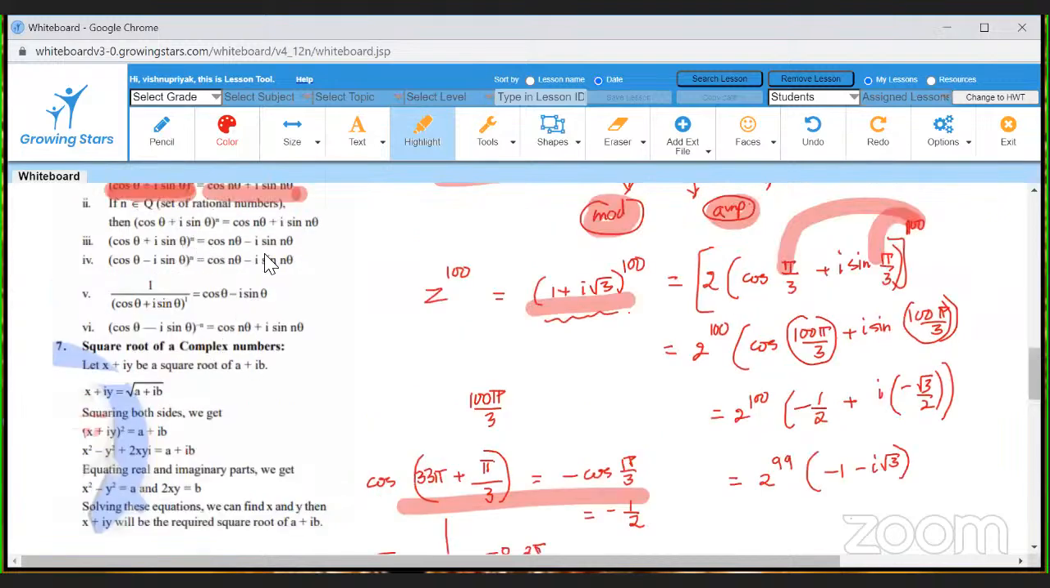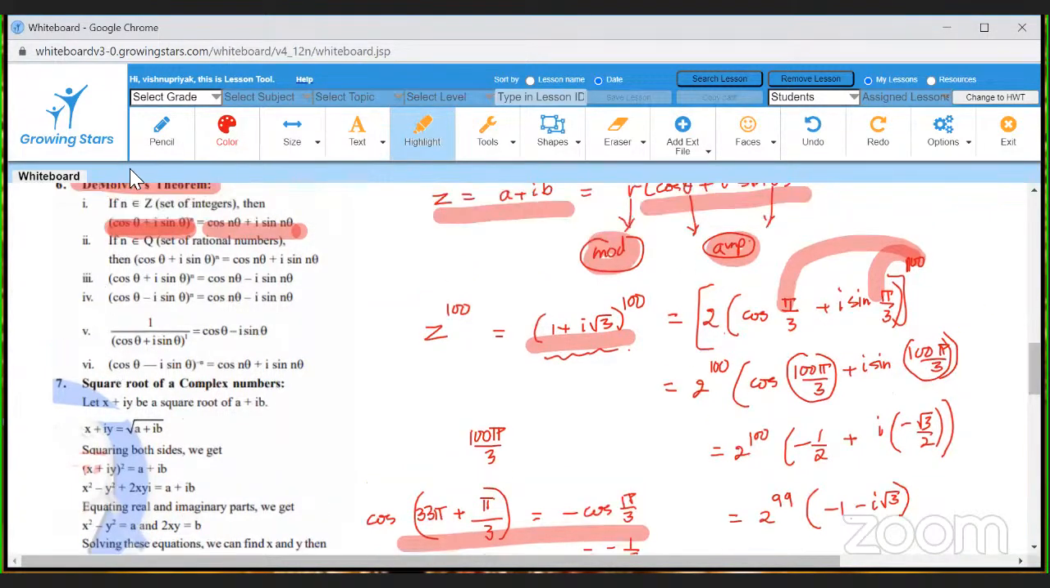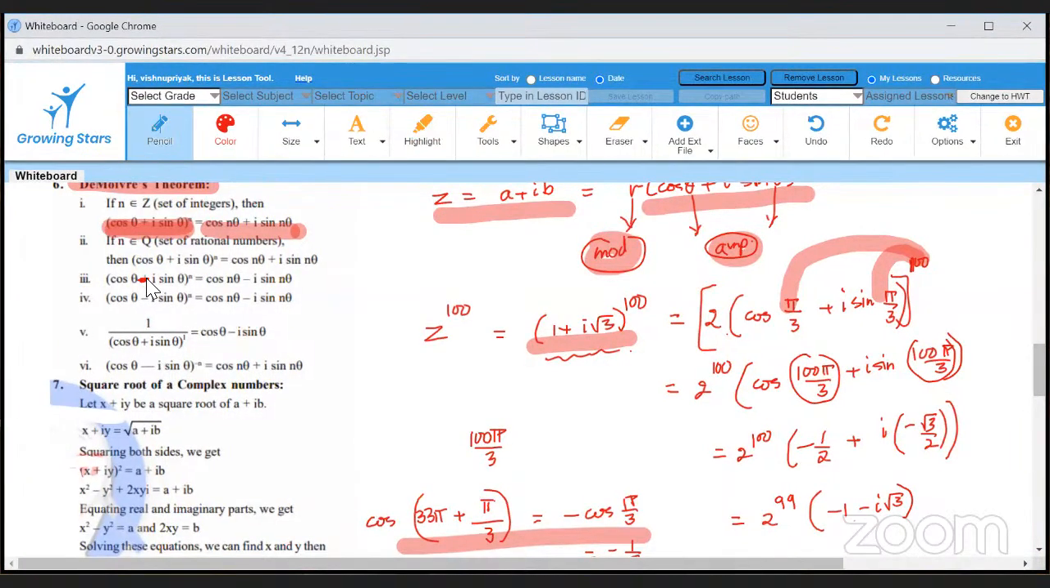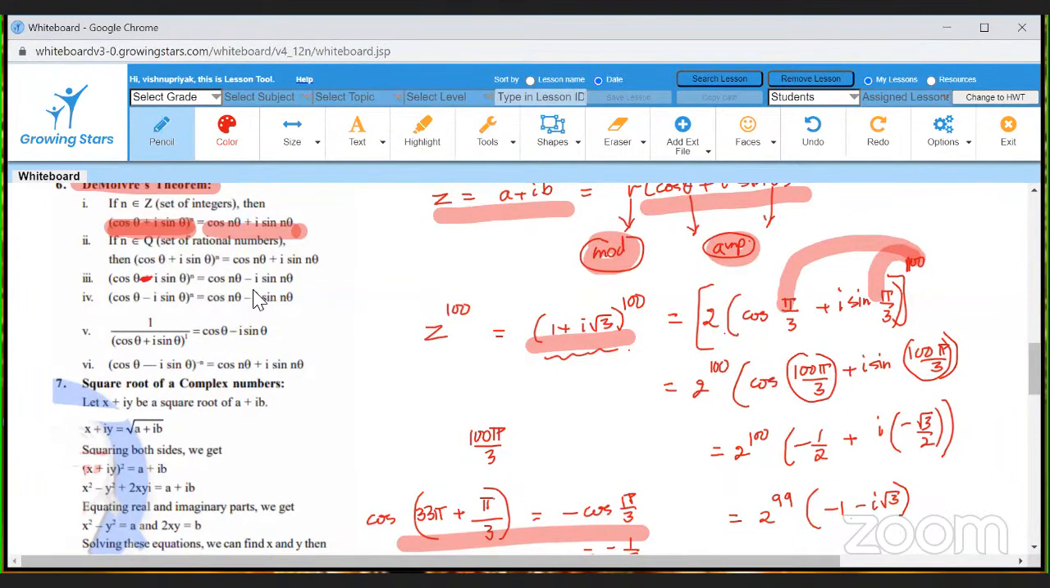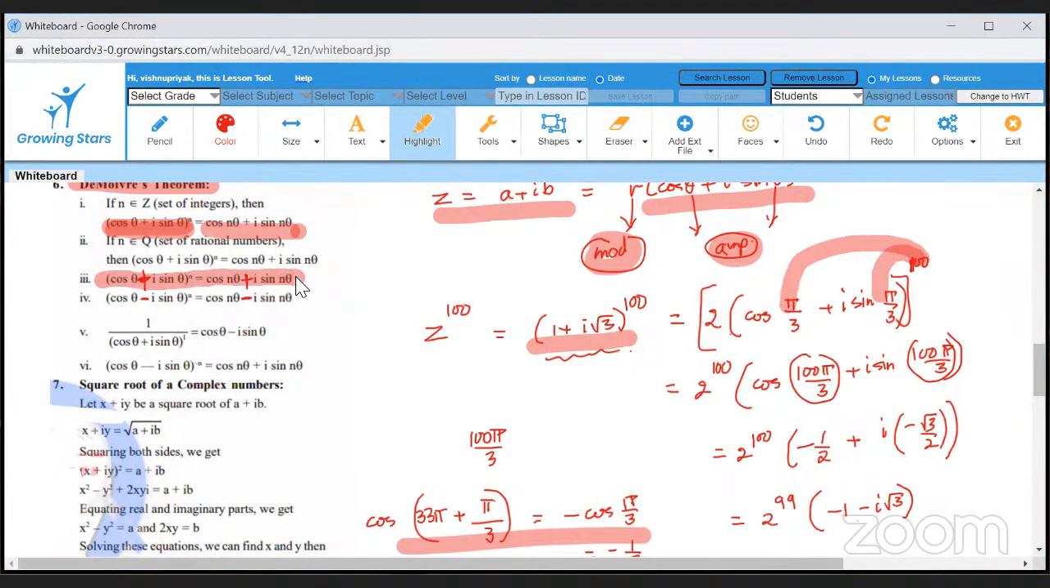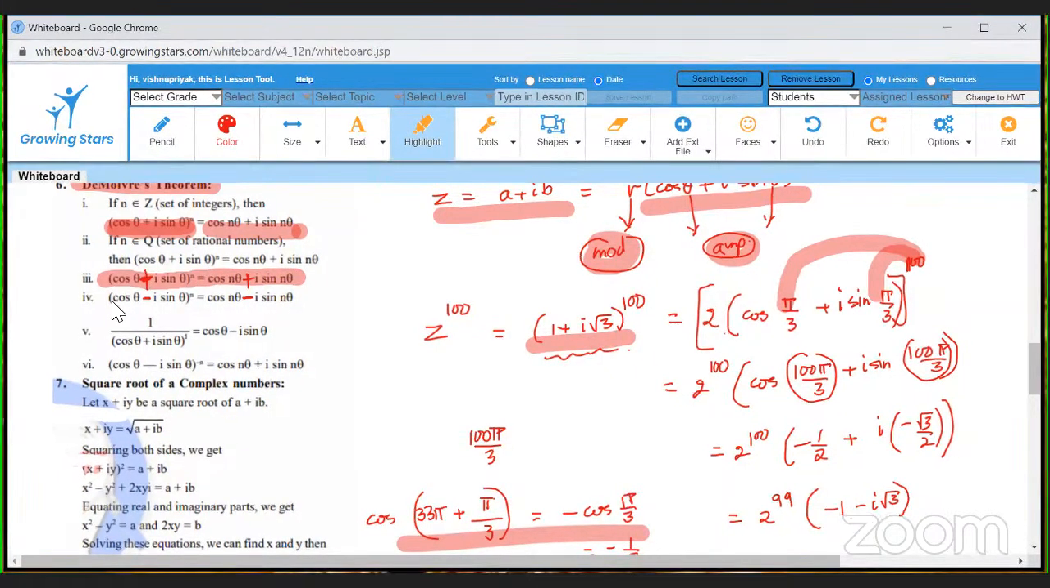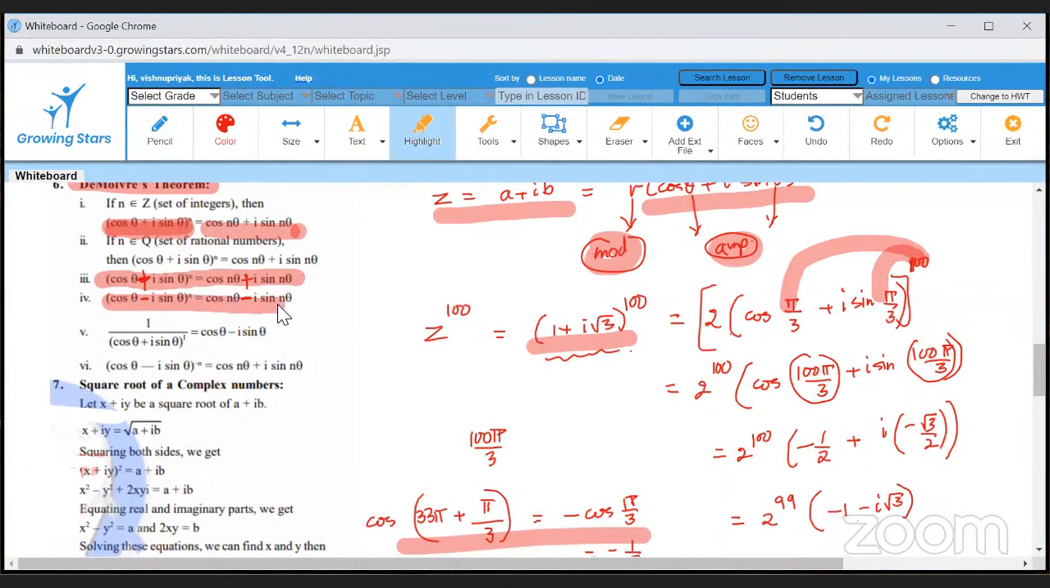Now with this there are some formulas. If you have cos theta minus i sin theta to the power n, if you have plus, here it will be plus. If you have minus, here it will be minus. So cos theta plus i sin theta whole power n will be cos n theta plus i sin n theta. Cos theta minus i sin theta whole power n is cos n theta minus i sin n theta.